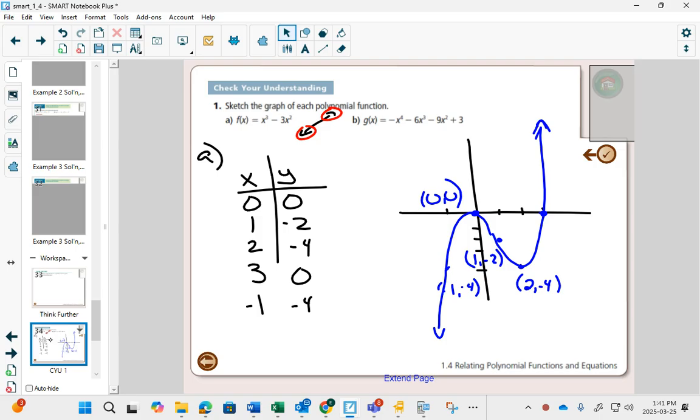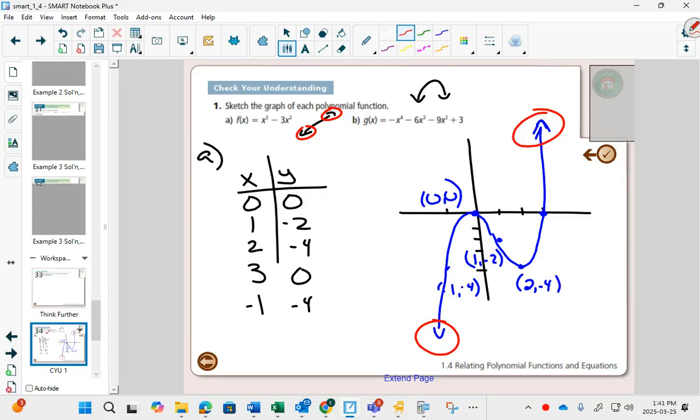So right now, all we have is a bunch of points, and for sure I know this and this. So we're not going to do part B right now, but in part B, you see it's a -x⁴. So you know the end behavior would act like this.